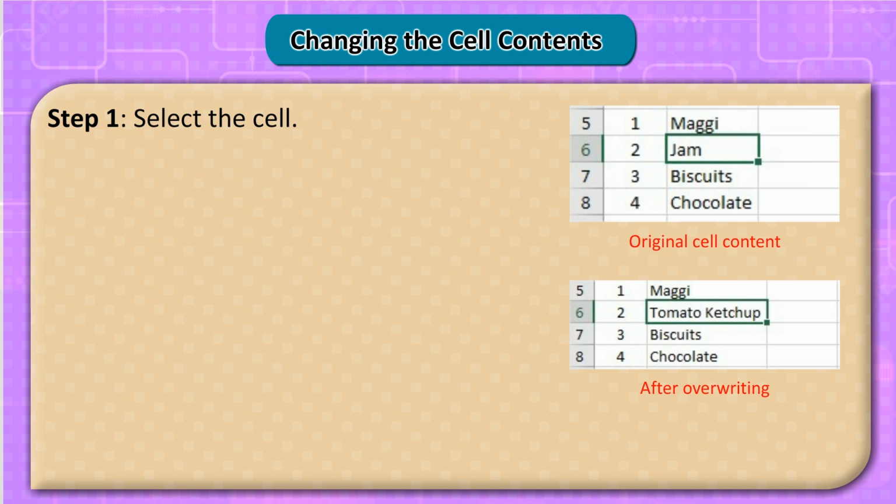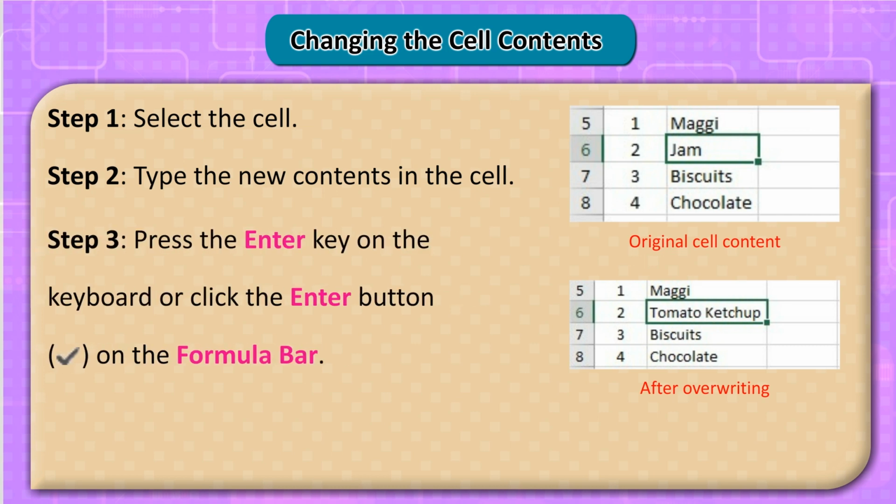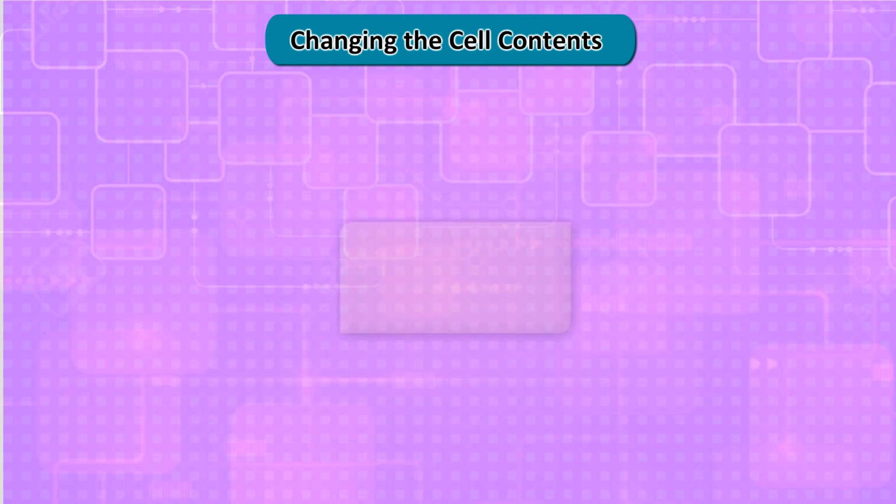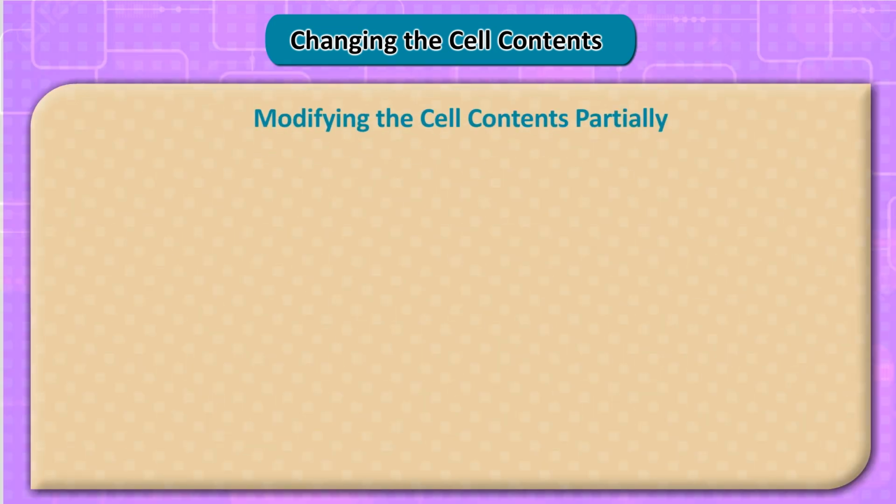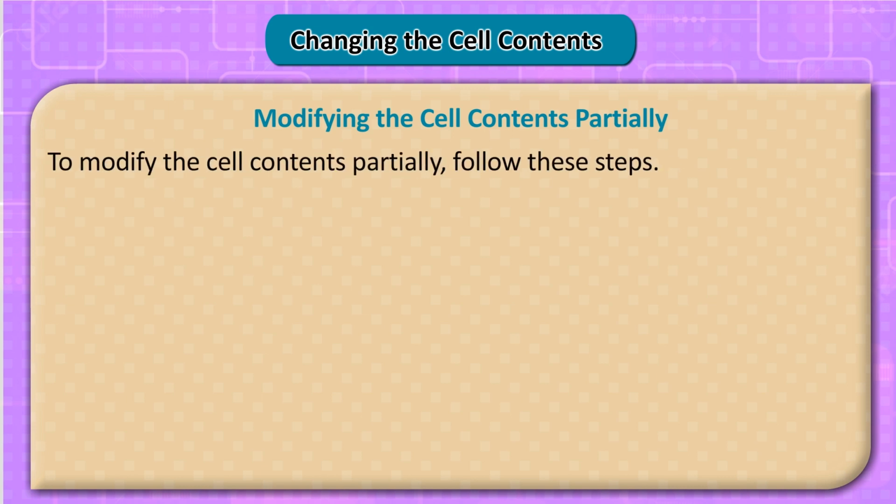Step 1. Select the cell. Step 2. Type the new contents in the cell. Step 3. Press the Enter key on the keyboard or click the Enter button on the formula bar. Modifying the cell contents partially. To modify the cell contents partially, follow these steps.